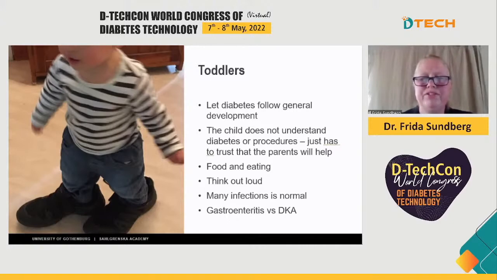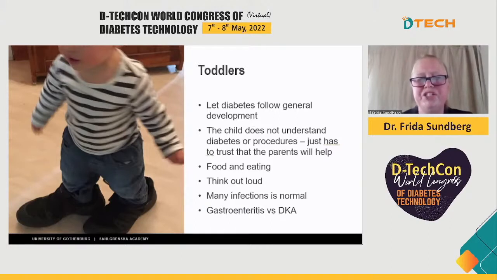A good way for parents is to think out loud, and this is what many parents all over the world do intuitively. They tell the child, now this is going to happen, we are going to do this, and this is good for this. And this is depending on the fact that the child has a good receptive language, but not so many words of themselves. So they are evolving their thinking and understanding and making insulin treatment a normal part of their life.